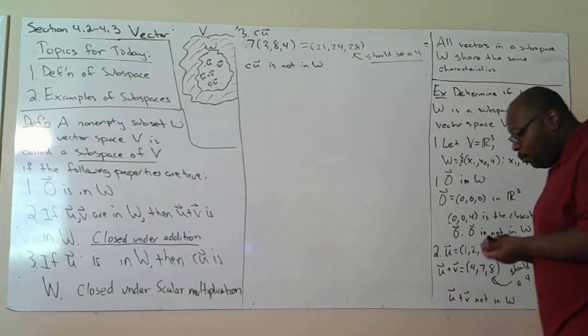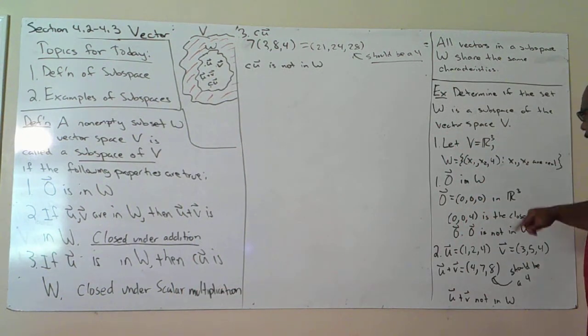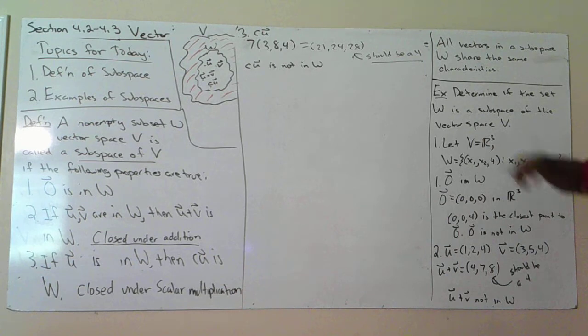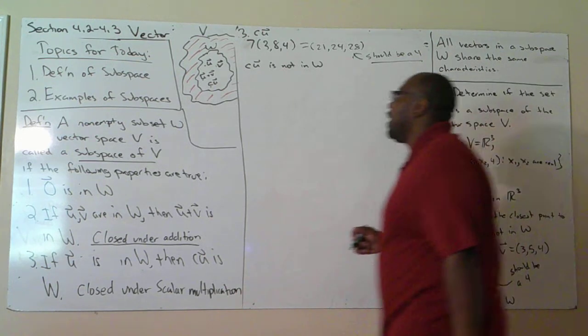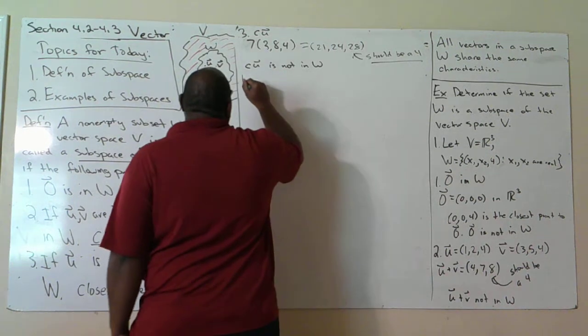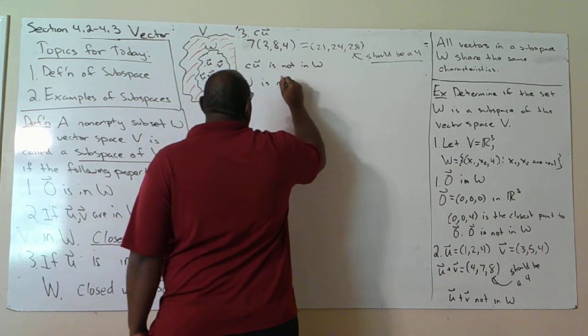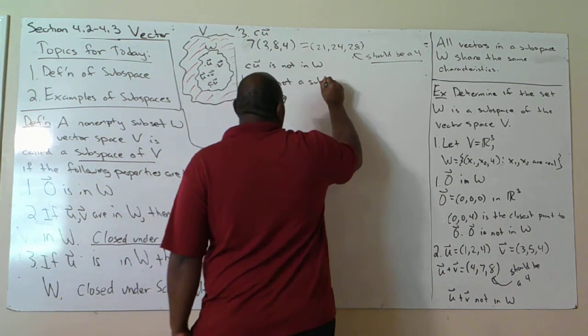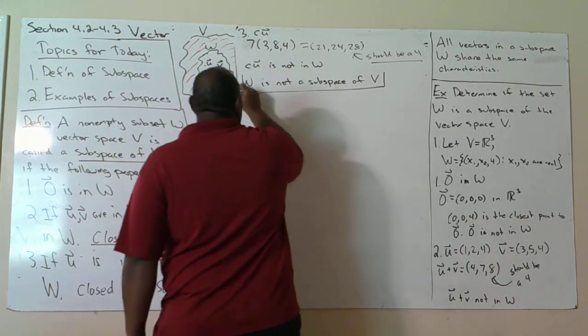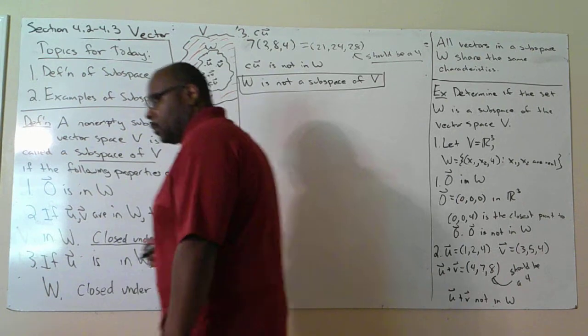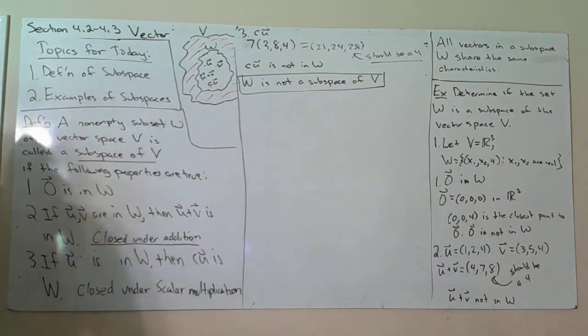So I have three reasons why this is not a subspace. First, the zero vector is not in W. Second, U plus V is not in W. Third, C times U is not in W. And this is triply bad, so W is not a subspace of V.